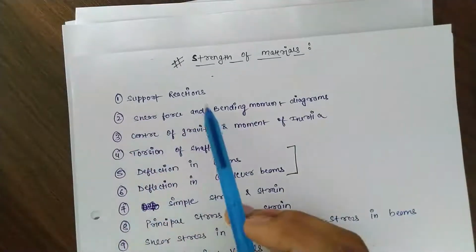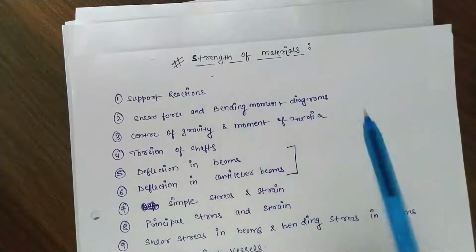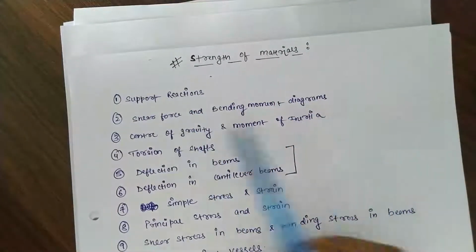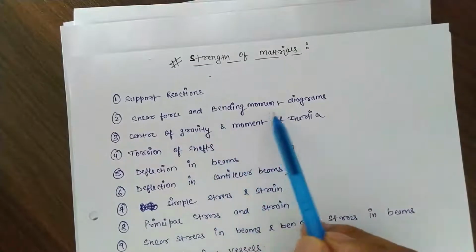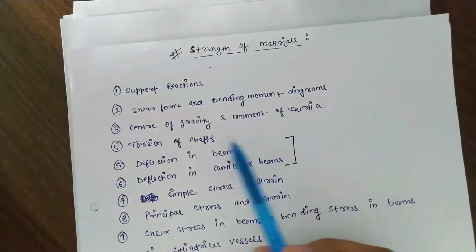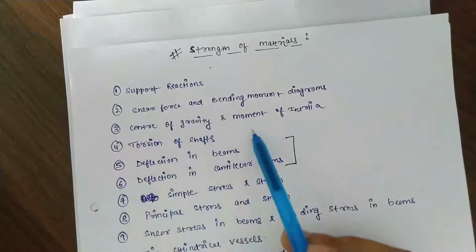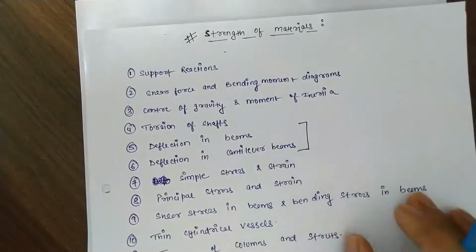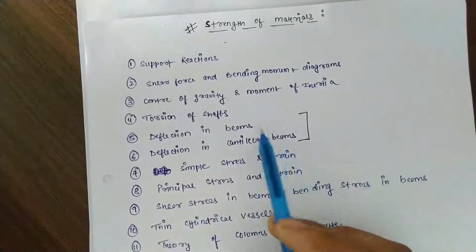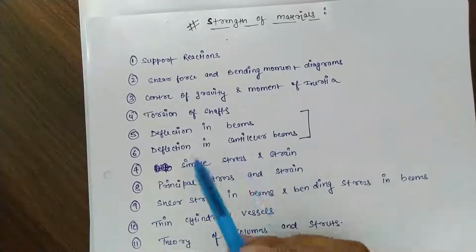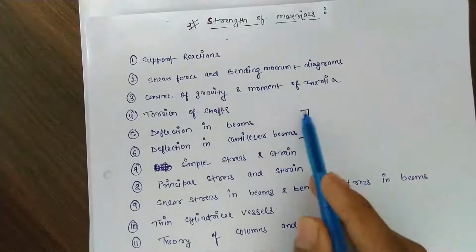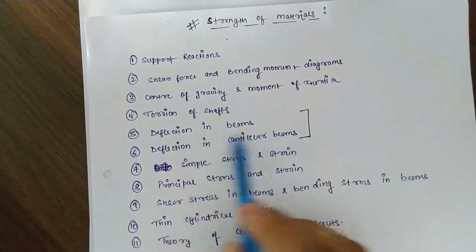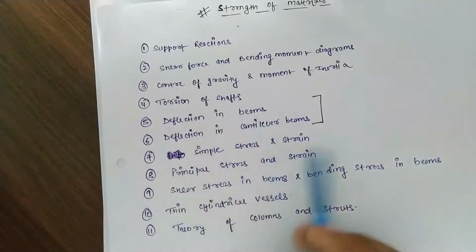I have written down the topics which are going to be dealt. The first one is support reaction, second is shear force and bending moment diagrams, third is center of gravity and moment of inertia, fourth is torsion of shafts, fifth is deflection in beams, sixth is deflection in cantilever beams. These two are of the same chapter, but I have separated them because they are a bit lengthy.